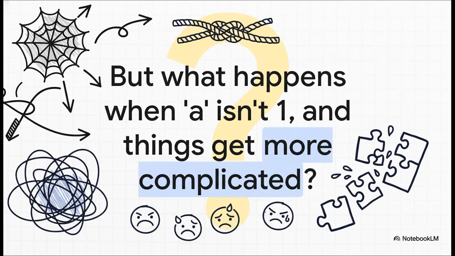But what happens when that a value, the number in front of the x squared, isn't a nice simple 1? All of a sudden, that neat little puzzle turns into a real headache. Guessing and checking just doesn't cut it anymore. And this is where we start to see the limits of this simple method.